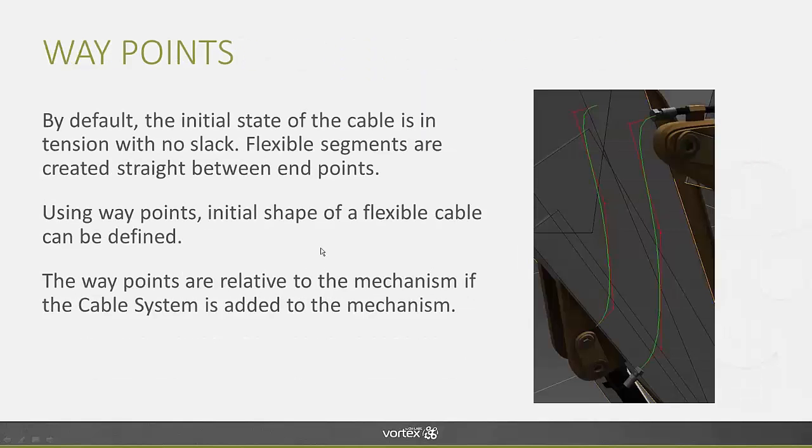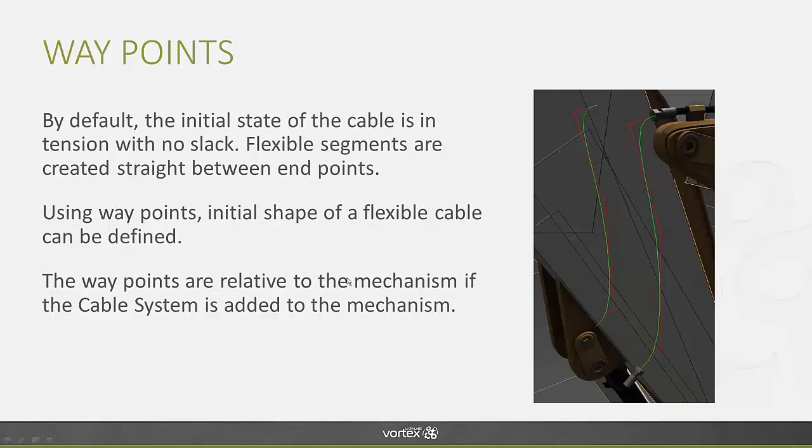Another tool is the waypoint tool. By default, the initial state of a cable is in tension with no slack, so it goes directly from the two ends of the cable. Flexible segments are created straight between the endpoints. So here, the cable would go from here to here as a straight line, even though it's flexible. If we use waypoints, we can shape the initial formation of the flexible cable.